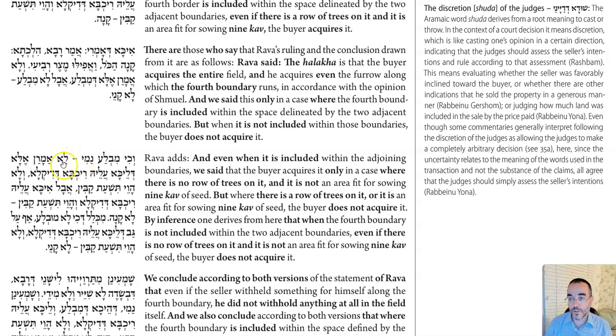that's only true, that it's included in the sale, if there is not a row of trees on it, and also it's not big enough that you could plant 9 kav of seed. So in other words, in order for the sale of that 4th side to be valid and granted, it has to be subsumed within the borders, and it has to be nothing significant on it. So then we say, okay, there's nothing significant there. It's within those borders, so fine, then that's included, even though it wasn't said explicitly.